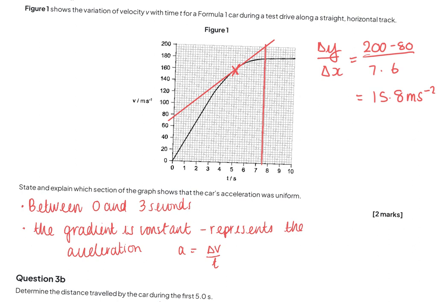So you're going to get slightly different numbers depending on what your tangent looks like, but there is room for error in the mark scheme. This one says any value in the range 15.5 to 16.5 is acceptable. You can't use a SUVAT equation for this because it hasn't got a constant acceleration throughout our curve, it is changing.